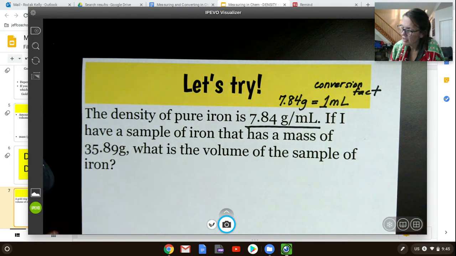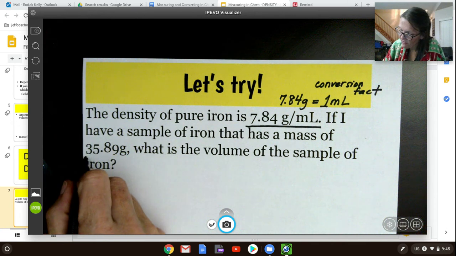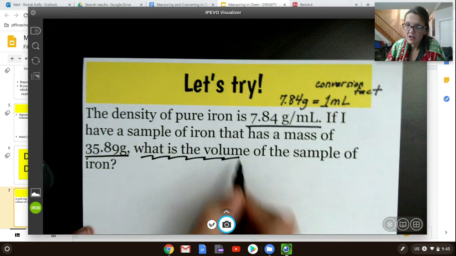Okay, so back to reading here. If I have a sample of iron that has a mass of 35.89 grams, what is the volume?